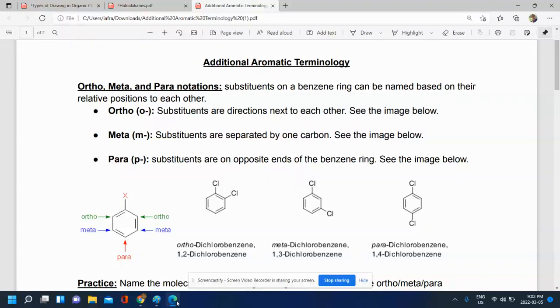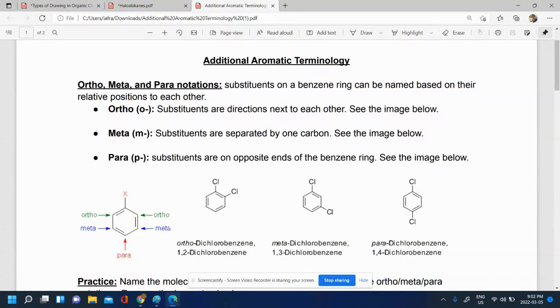In this video, we're going to go over some additional aromatic compound terminology. So we'll start off with some positional terminology. We have the ortho, meta, and para notations. So ortho represents substituents that are right next to each other. For example, over here, we could call this 1,2-dichlorobenzene, or you could call it ortho dichlorobenzene, which means the same thing, 1,2, because the chlorines are right next to each other.